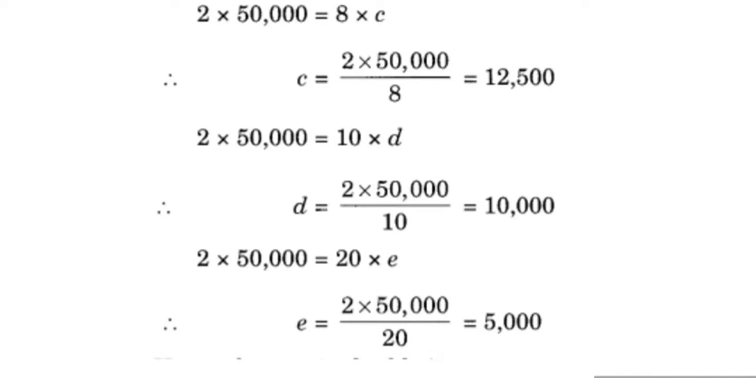Same as the last one, 2 into 50,000 is equal to 20 into E. So E is equal to 2 into 50,000 upon 20. So E value is 5,000. So the values are 25,000, 20,000, 12,500, 10,000 and 5,000. Now see question number 3.